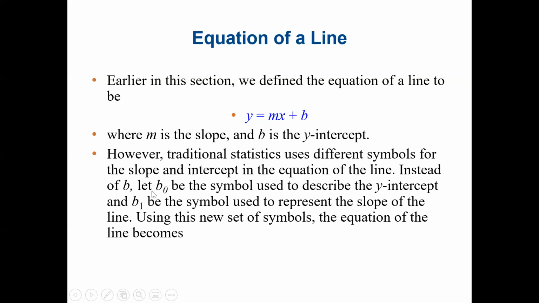Now, instead of b, we are going to use b0 as the symbol. Basically, this will tell us that when x is 0, the value of y describes the y-intercept. And also b1 will be the symbol used to represent the slope. So in this case, we are going to say y equals b1x plus b0. So y equals, again, b0 plus b1x, or b1x plus b0. So now b0 is our y-intercept, b1 will be our slope.